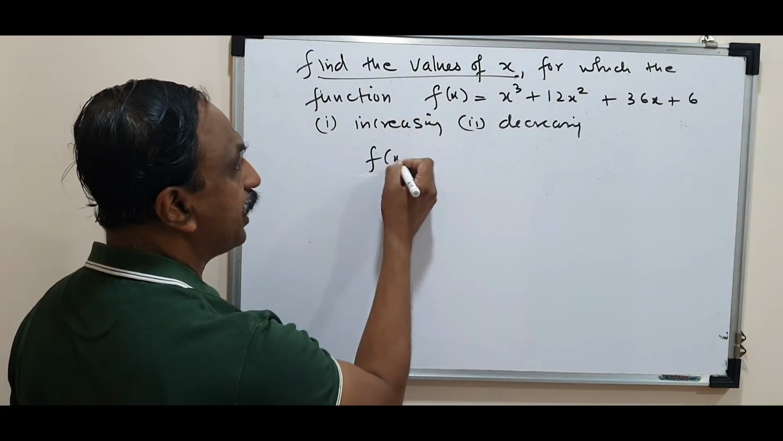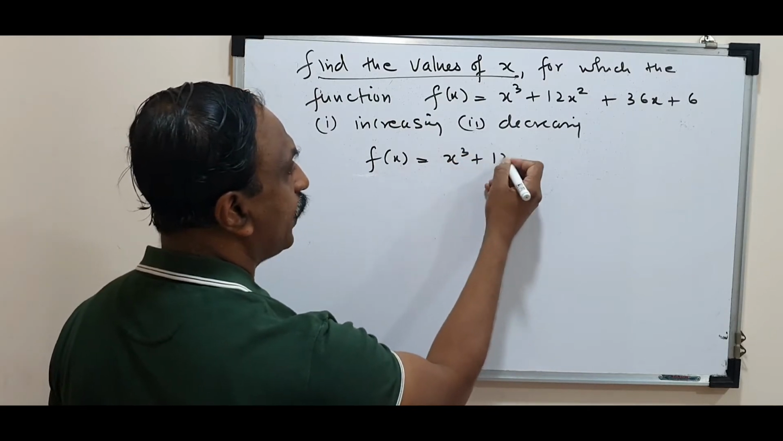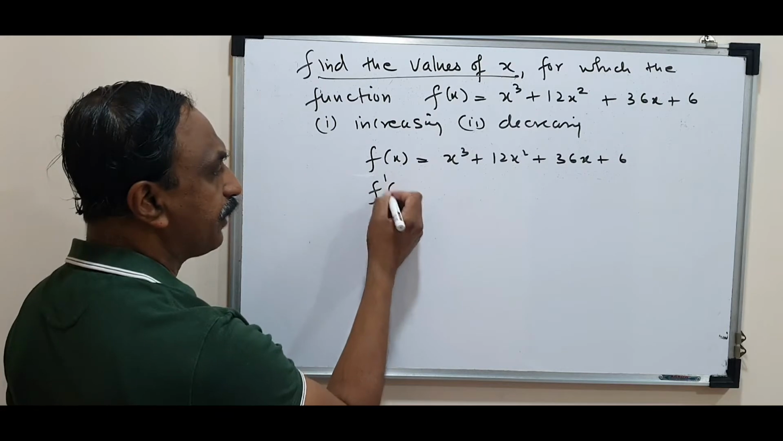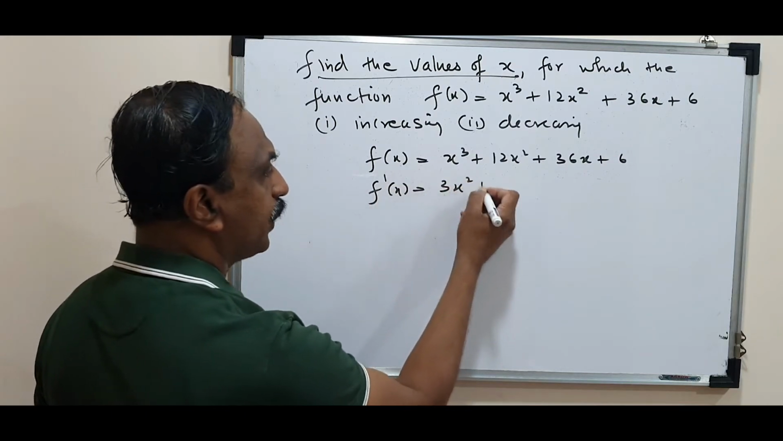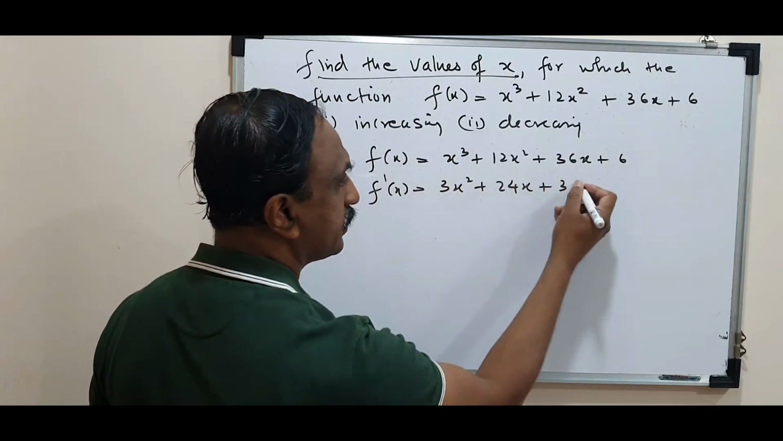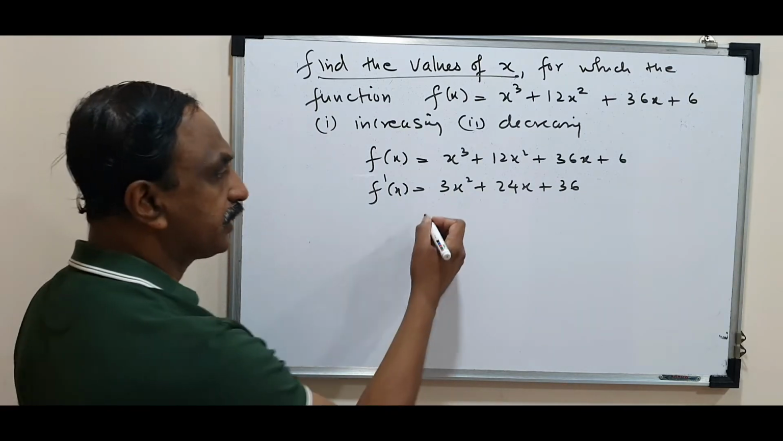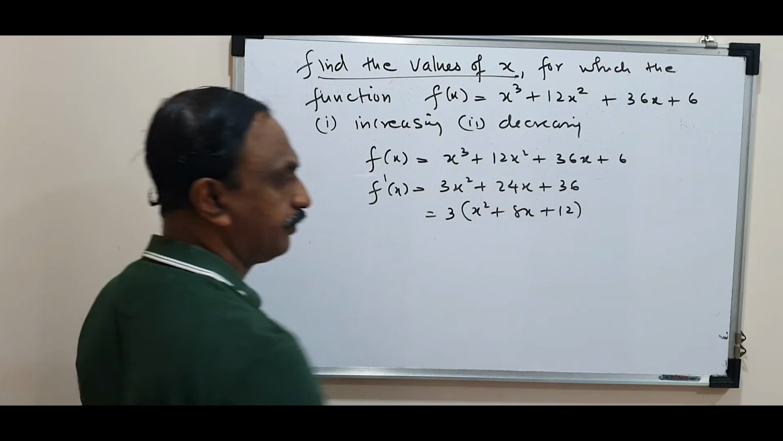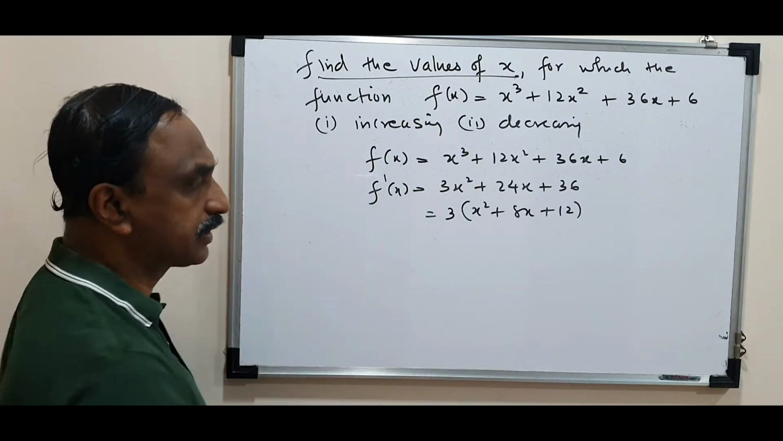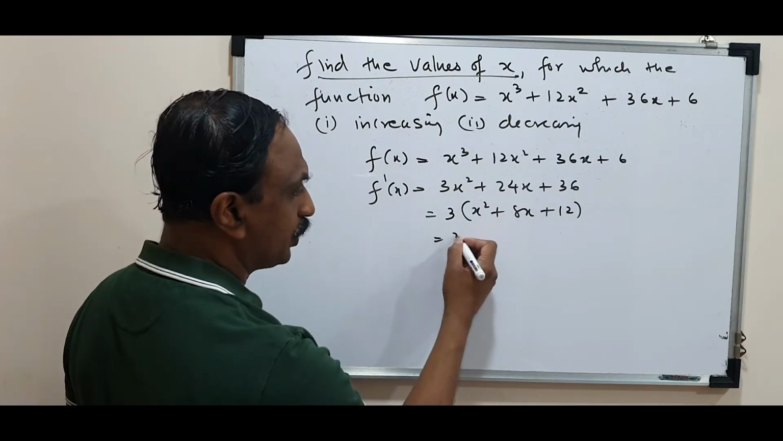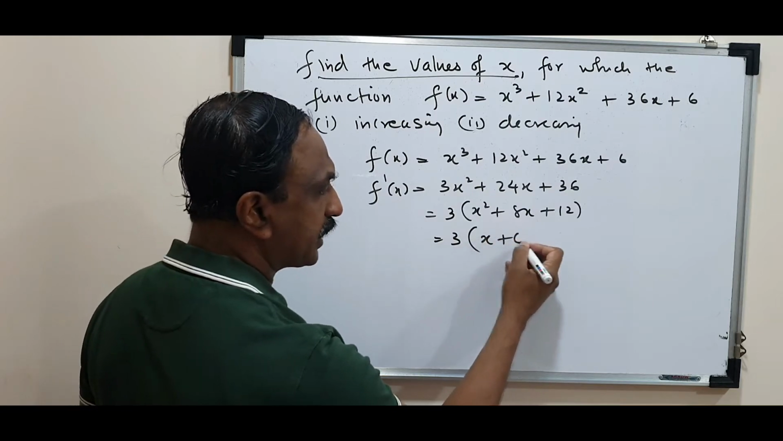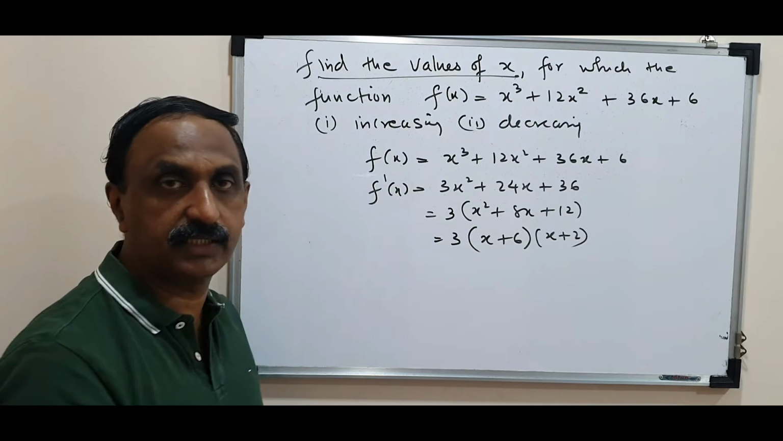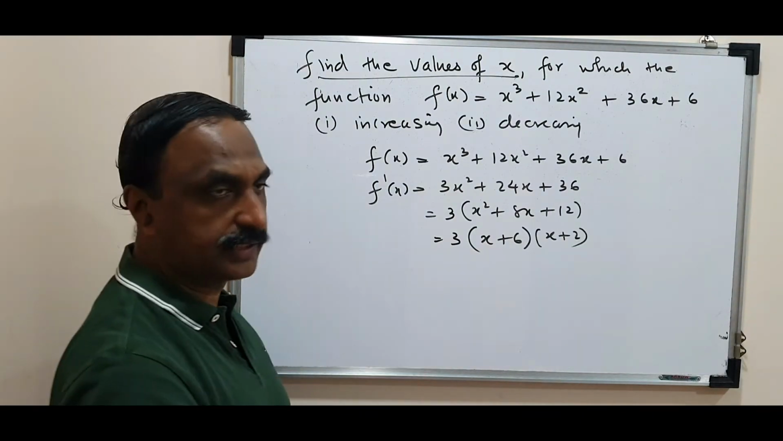I start with the function f of x equal to x cubed plus 12x squared plus 36x plus 6. Now I find the derivative f dash of x. That is 3x squared plus 24x plus 36. Now I take 3 common. So 3 into x squared plus 8x plus 12. Now this can be factorized. 6 and 2. So 3 into x plus 6 into x plus 2. That is, I split 8x as 6x plus 2x and then factorized it.